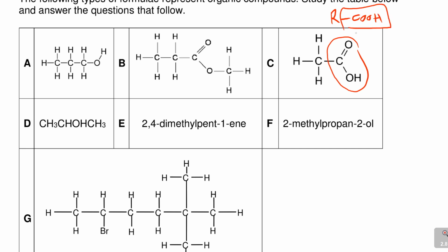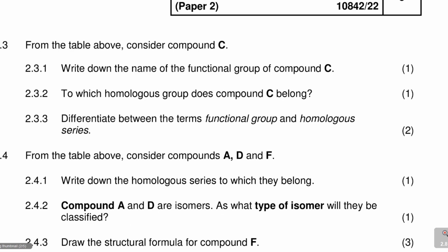This is a carboxylic. So what are they saying here? Write down the name of the functional group. There it is, the functional group there. It's a carboxylic acid. Carboxylic acid. Alright. So that's a carboxylic acid. And then to which homologous series does compound C belong? Okay, the name of the functional group.